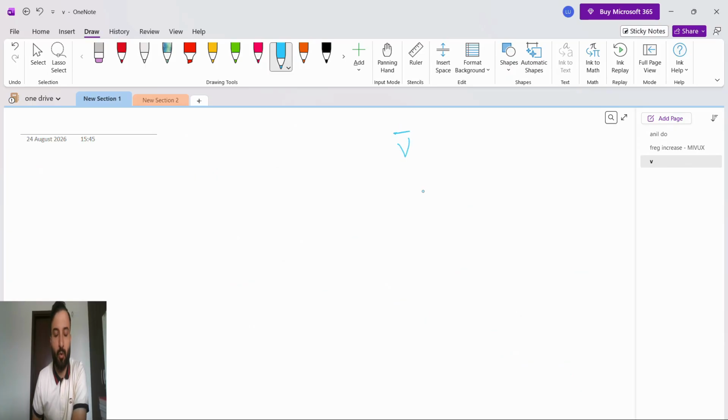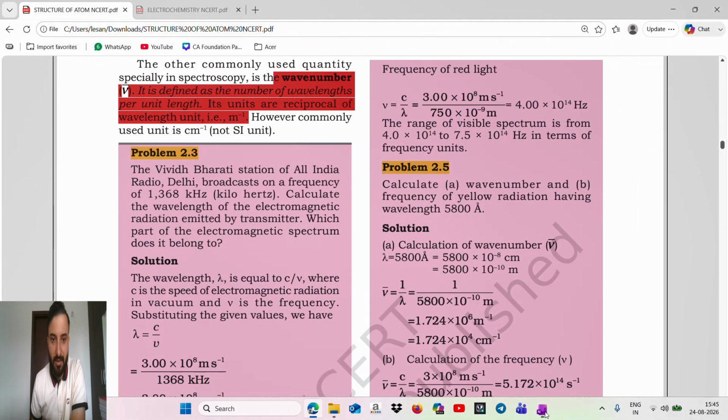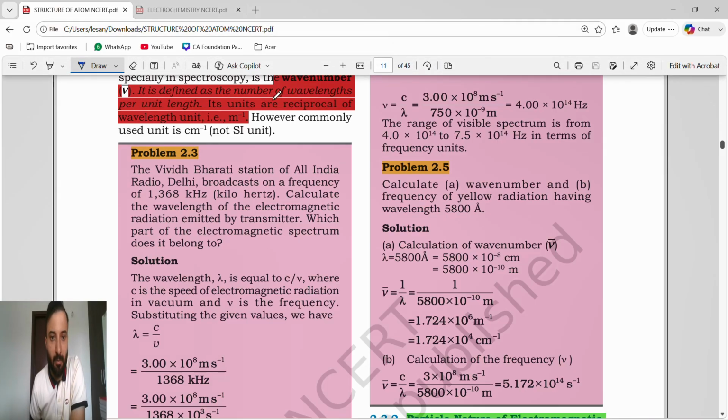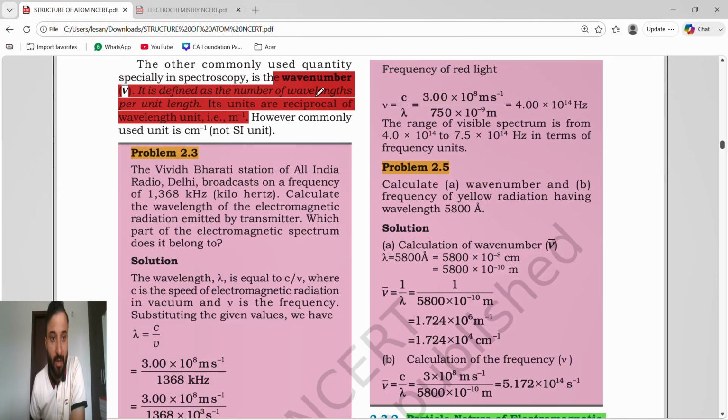Frequency upon this bar, so that is called wave number. Okay, this is the definition of wave number. Wave number is defined as the number of wavelengths per unit length. Its unit is the reciprocal of wavelength.